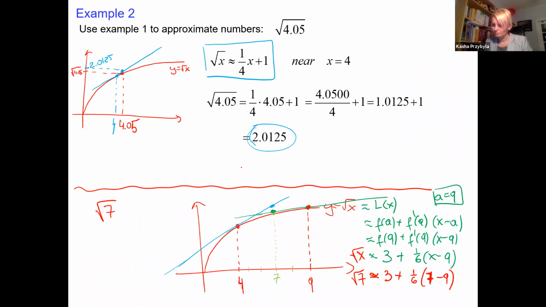Okay, let's come back. What is 7 minus 9? We can try to get the value. 7 minus 9 is -2, and then 1/6 times -2 will be -1/3. Am I right? Then 3 minus 1/3 will be 2 2/3.